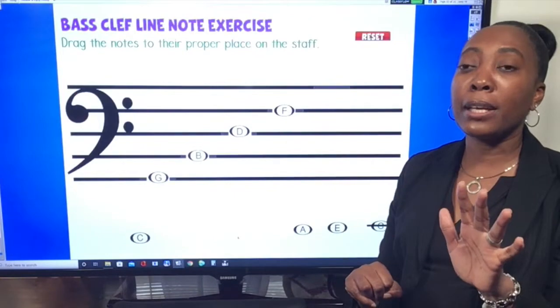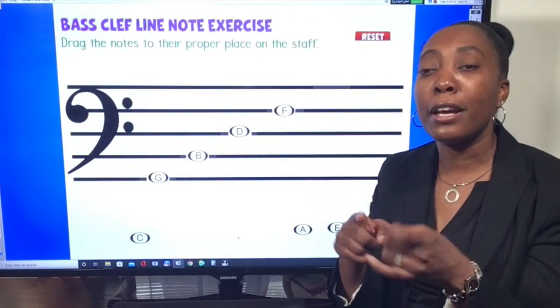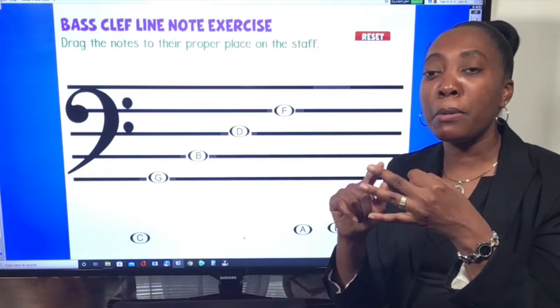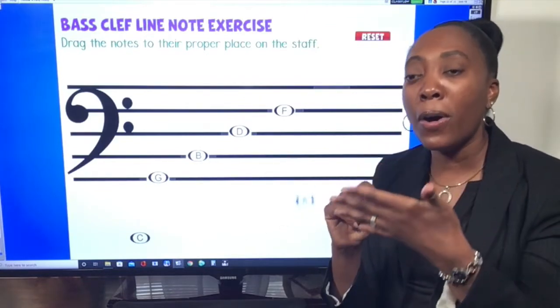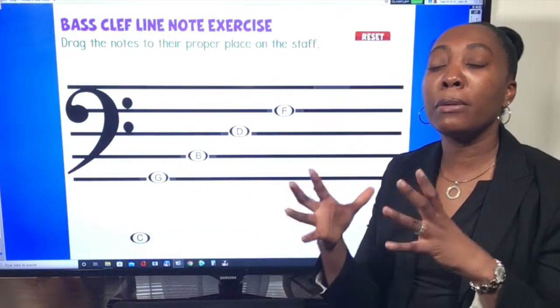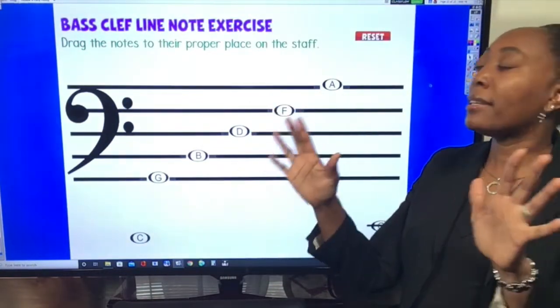And now we're up at that fifth line. And what do you think it would be? If you forget, just remember your sentence for the bass clef. Good boys do fine always. So that is note A because we're dealing with the line notes of the bass clef.